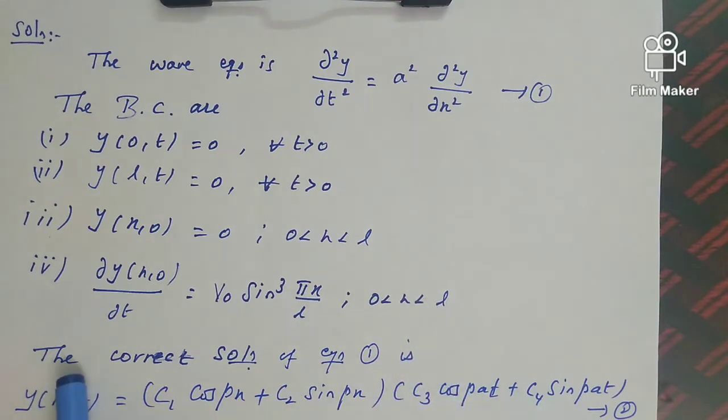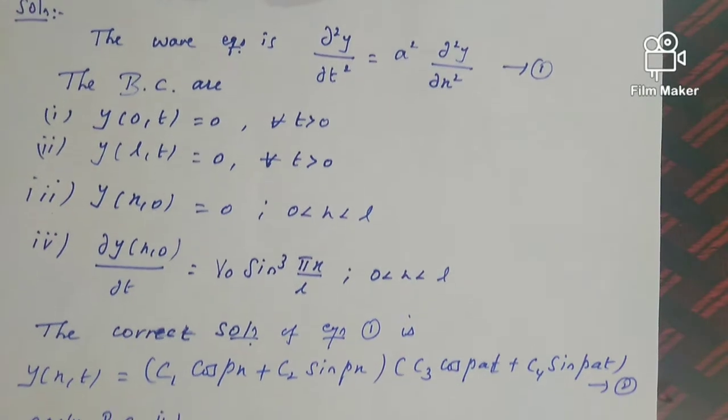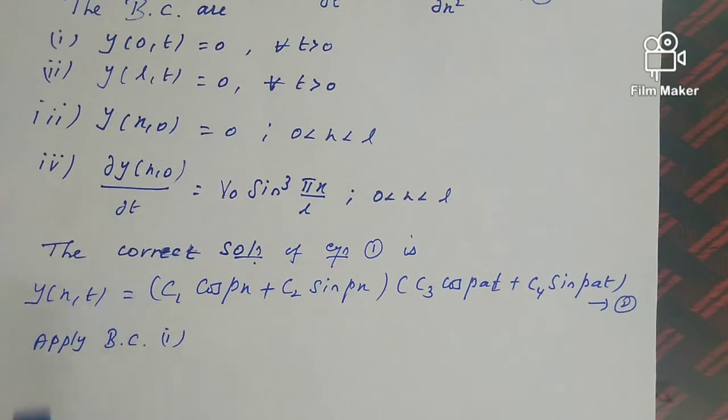Next step, we have to write the general solution. The general solution of equation 1 is y of x comma t equal to c1 cos px plus c2 sin px into c3 cos pat plus c4 sin pat. We can call this equation 2. So what is the procedure? First we have to apply boundary condition 1 in equation 2.